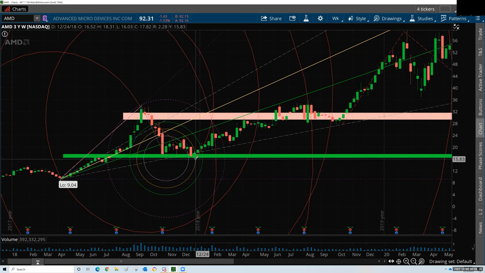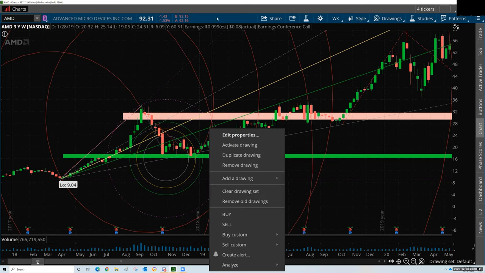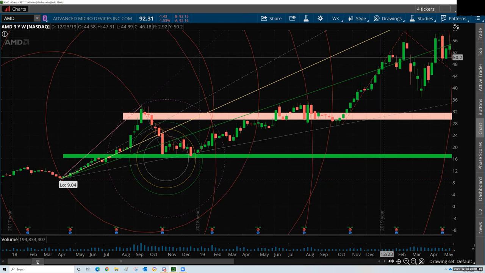So we could draw another Fibonacci. And on this particular one, I could do a billion of them in between here, here to here, to here, to here, to here. I don't want to do that. What I would like to do is just focus on the bigger picture stuff.